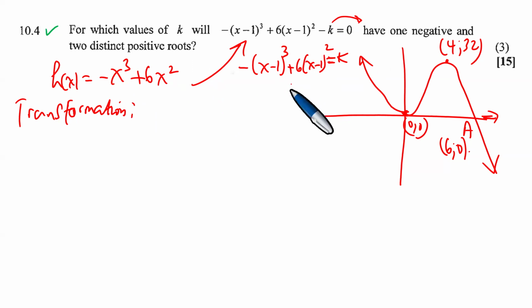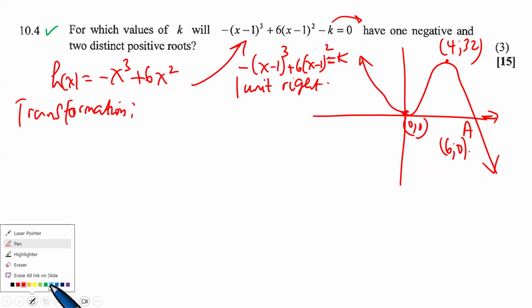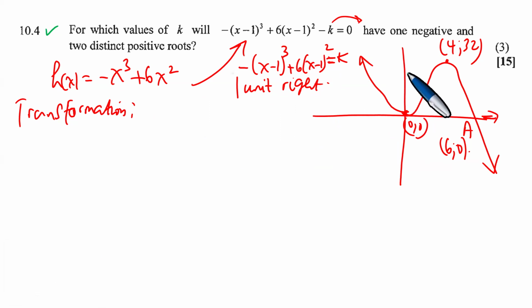So this function here is translated. If you subtract 1 from x, it means that it is moving by 1 unit right. Right, so this graph is going to move 1 unit to the right. So if it moves 1 unit to the right, it means that you shall have the following. So I'm going to do it in green color, 1 unit to the right.